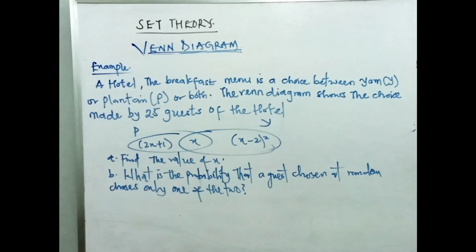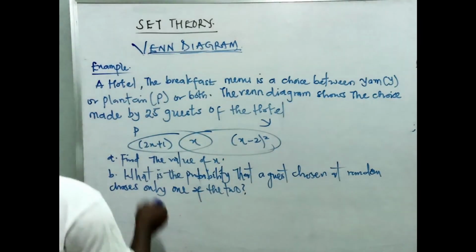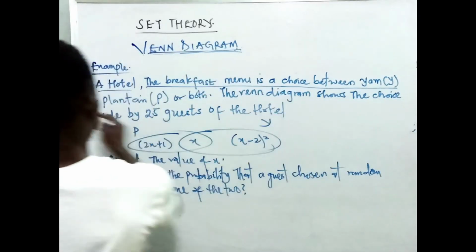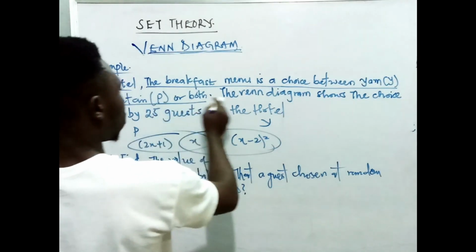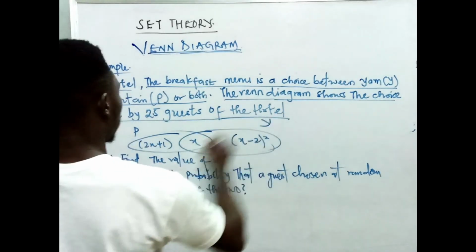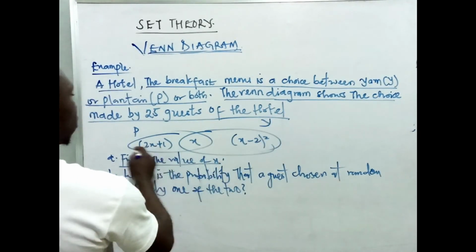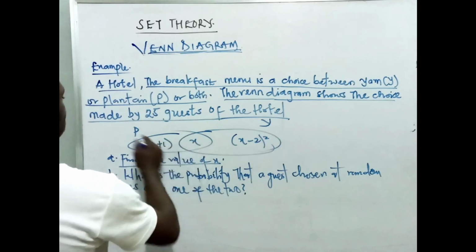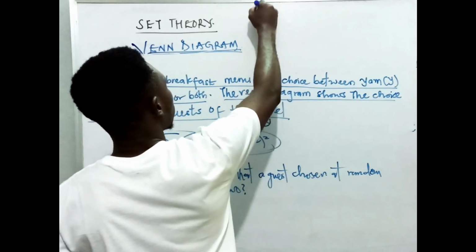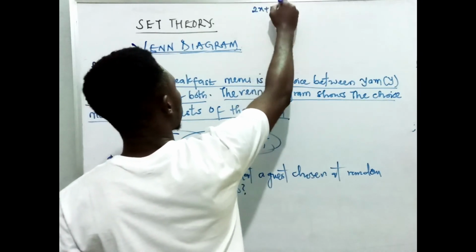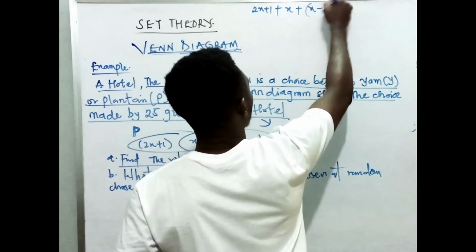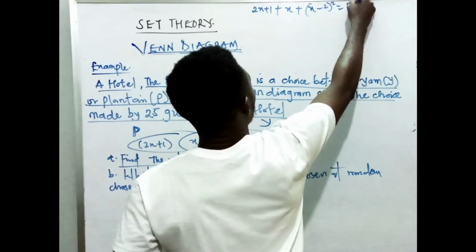Now, pay attention to this question. The question says, at a hotel, the breakfast menu is a choice between yam or plantain or both. The Venn diagram shows the choice made by 25 guests of the hotel. Now find the value of x. Now this is for plantain, this is for yam. So the total here becomes 2x plus 1 plus x plus (x minus 2) raised to the power 2 is equal to 25.